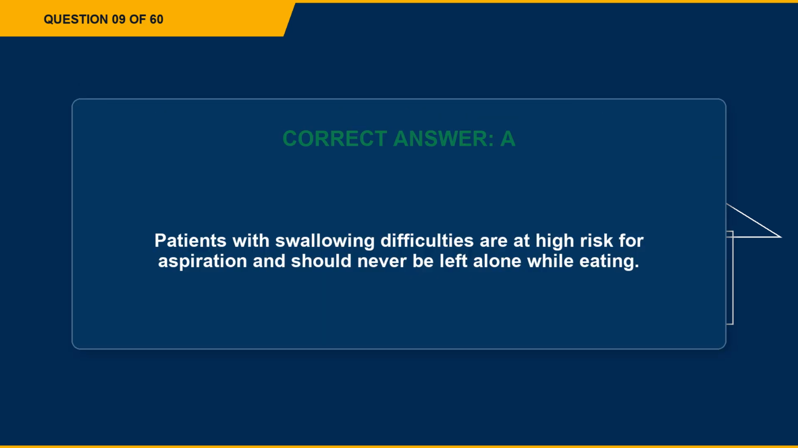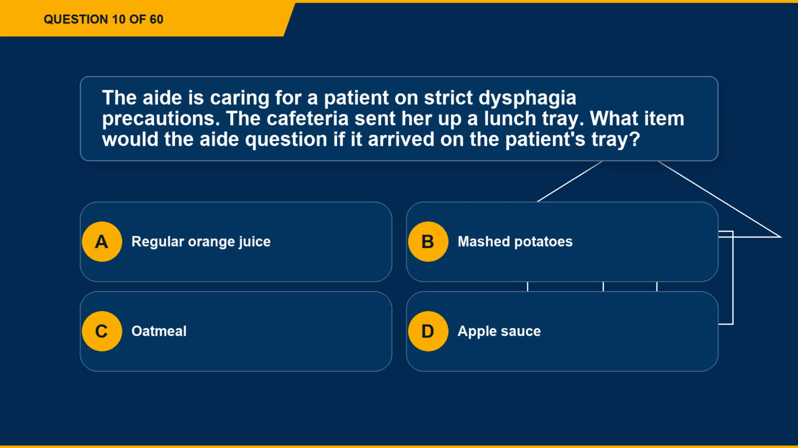Explanation. Patients with swallowing difficulties are at high risk for aspiration and should never be left alone while eating. Question 10. The aide is caring for a patient on strict dysphagia precautions. The cafeteria sent her up a lunch tray. What item would the aide question if it arrived on the patient's tray?